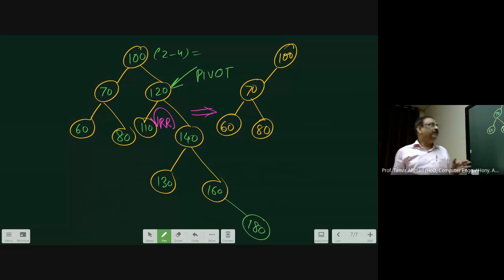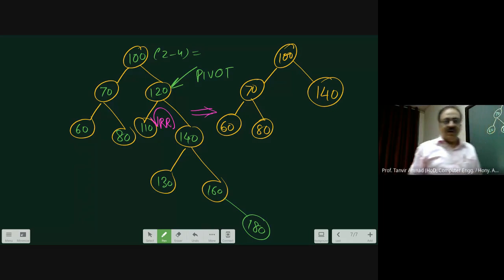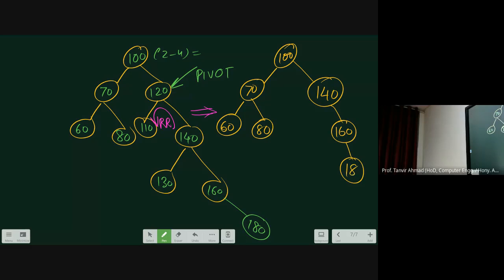Now, if I am going to perform RR, 140 will rise up and become the root. Now, what will happen? 140 will become the root, and 160 and 180 will rise up. And when they rise over there, 120 will go down and 110 will come here.